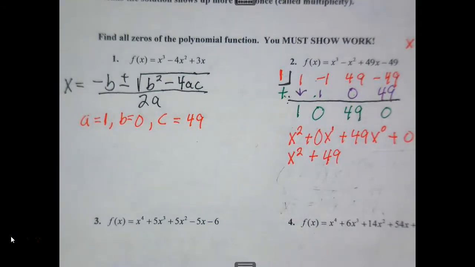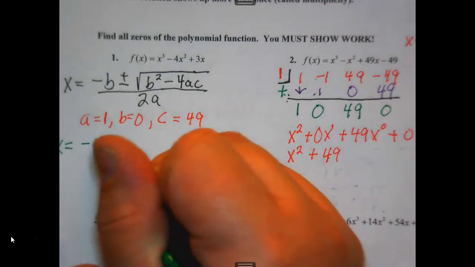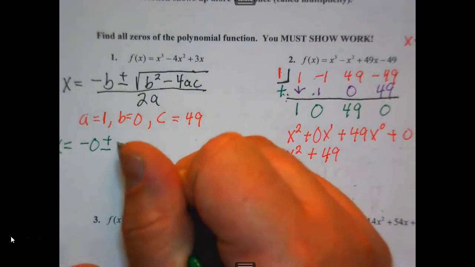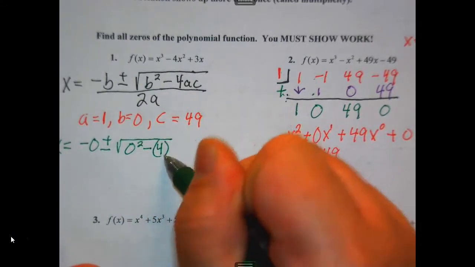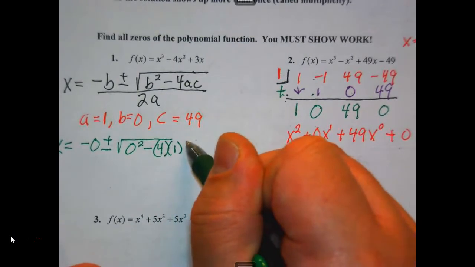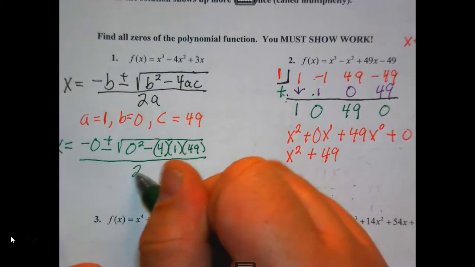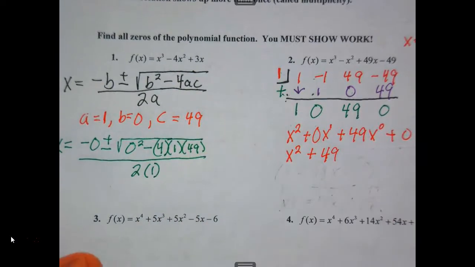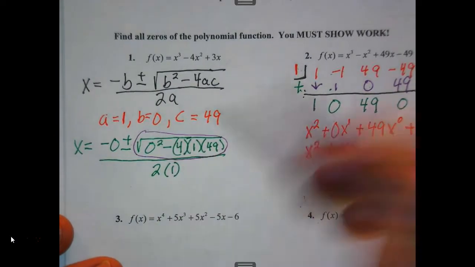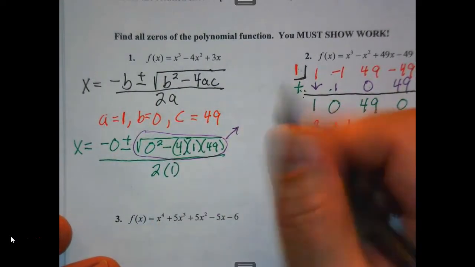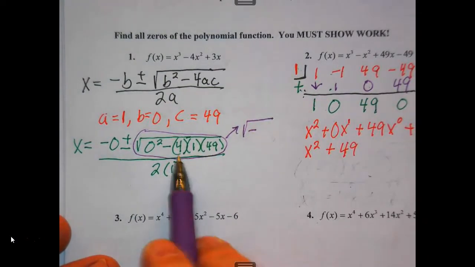Okay, let's plug it in and work it out. So x equals negative b, negative 0, plus or minus square root of 0 squared minus 4 times a, which is 1, times c, which is 49, all over 2 times a, which is 1. Okay, we have to do the discriminant first. All right, 0 squared is just 0. So the square root of 0 minus 4 times 49.